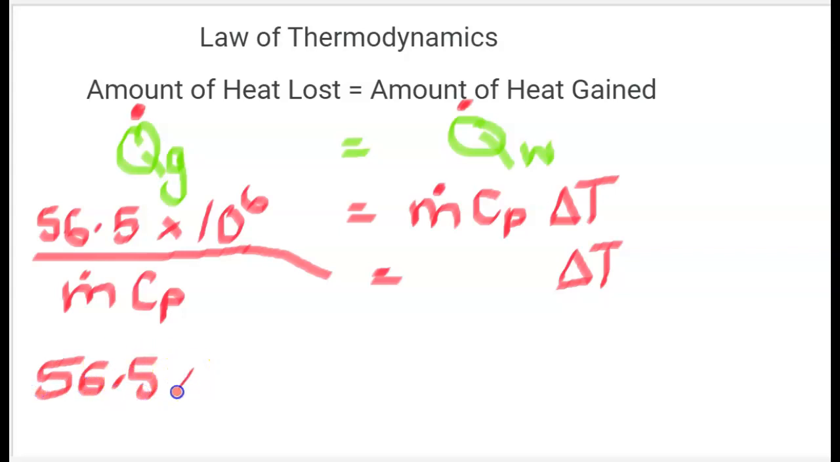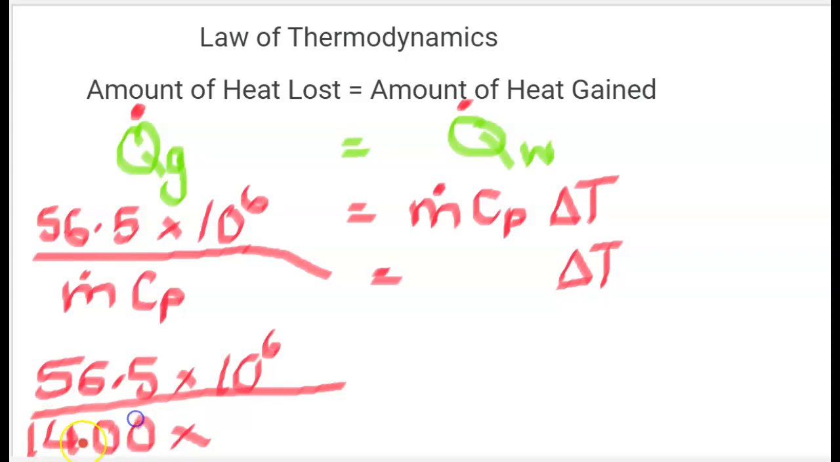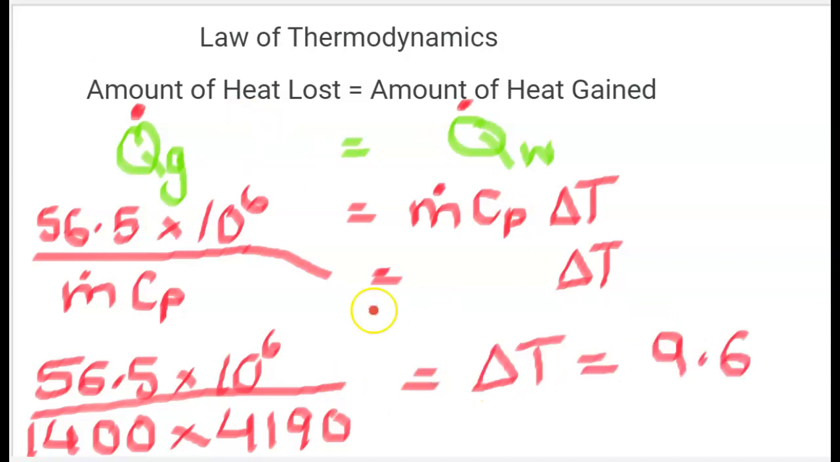I got 56.5 times 10 to the 6, and the mass flow rate for the water was 1400 kilograms, multiplied by the Cp for the water, where they say to take the value 4190. I'm just taking the value, and I put these into the calculator. The change in temperature I got is 9.6.